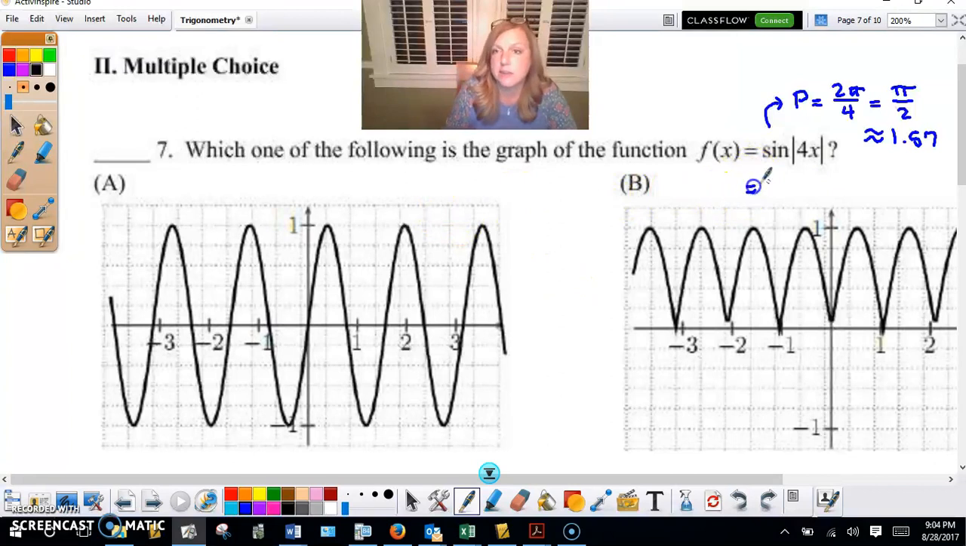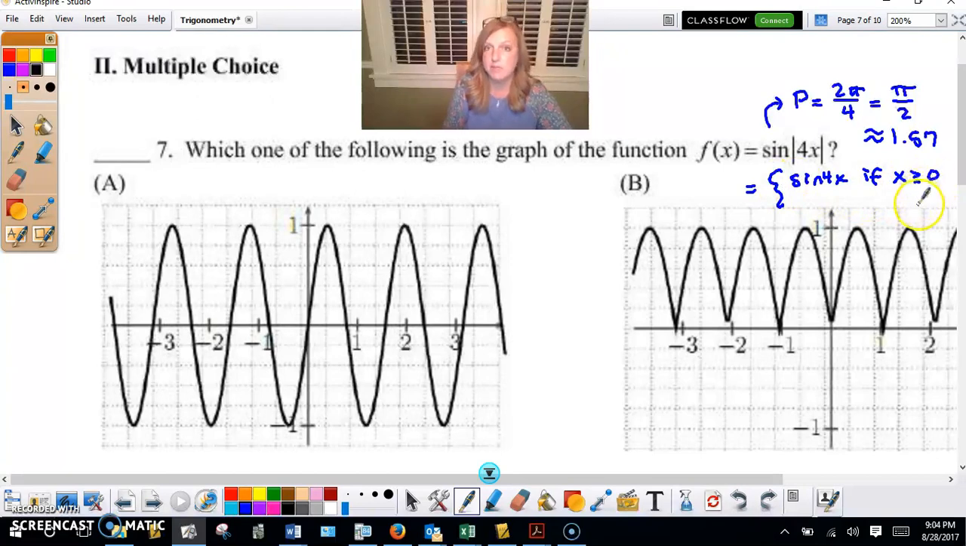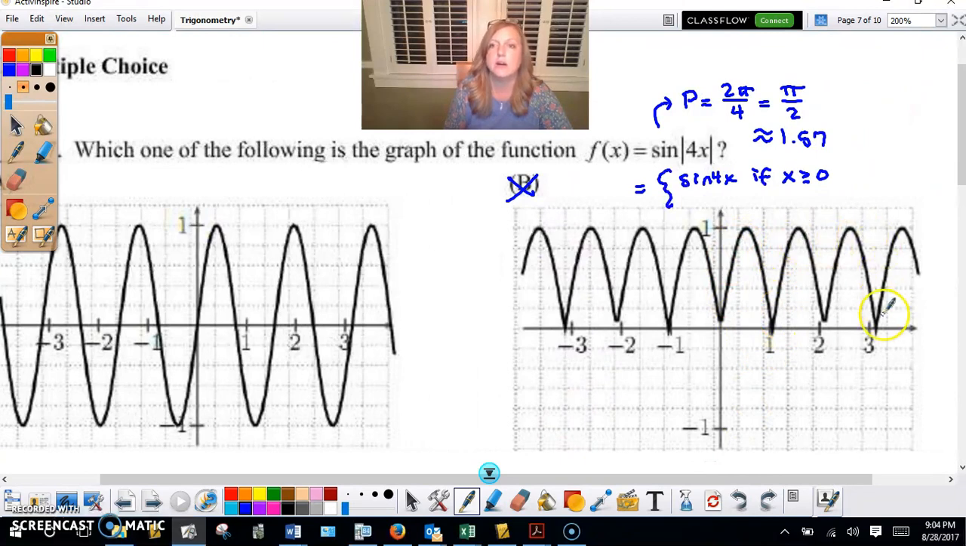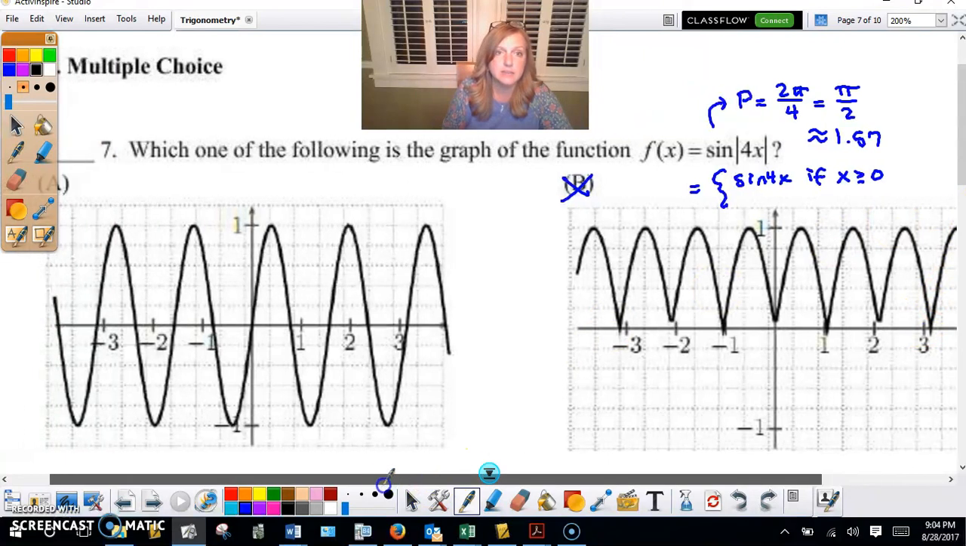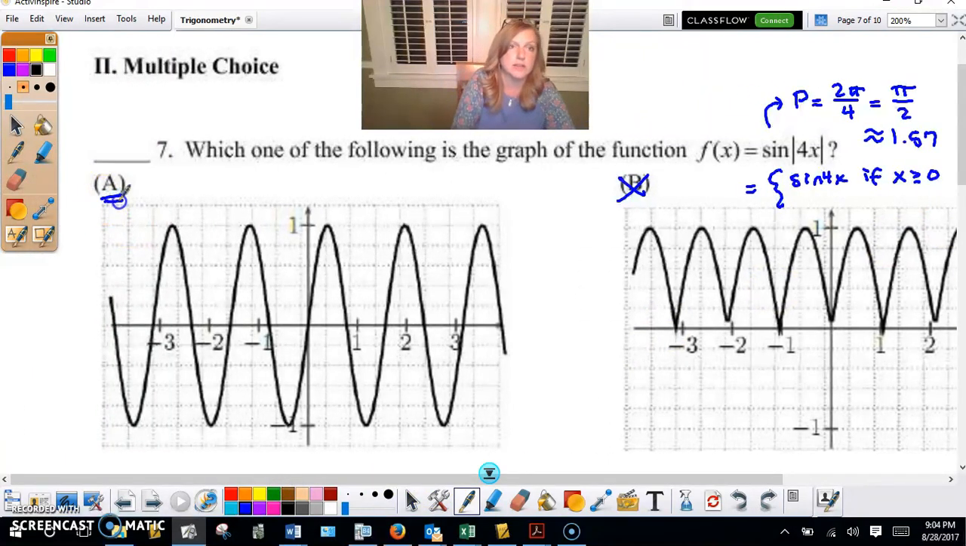You can think of this as a piecewise function. So it's sine of 4x if x is greater than or equal to 0. So we can keep that in mind, and that will help us eliminate some things. Like over here, B, clearly not the answer, because that is in no way our sine of 4x with nothing funky going on. Now, A is still a possibility, so we'll underline that. It's a possibility because if you look here, that period is about 1.57. You can't really tell, but that's kind of where the target is. And it's a sine graph. It starts at intercept, max, intercept, min, intercept. So that one's still in.